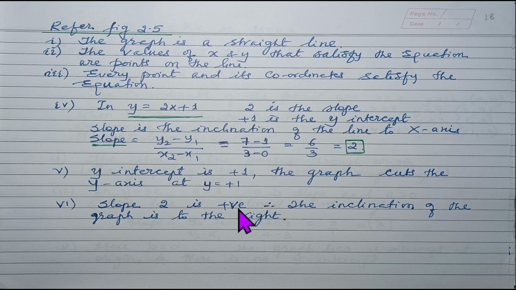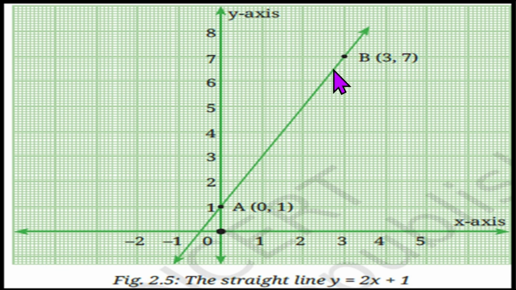Slope 2 is positive. This is very important. Now the slope is positive because 2 is greater than 0, and the inclination of the graph is towards the right side. So this is a very simple graph, but so much information is involved in it.